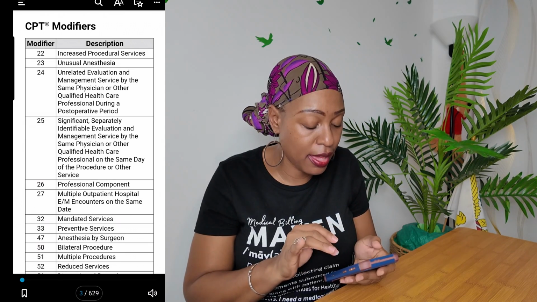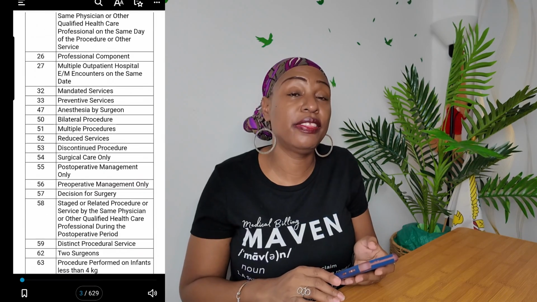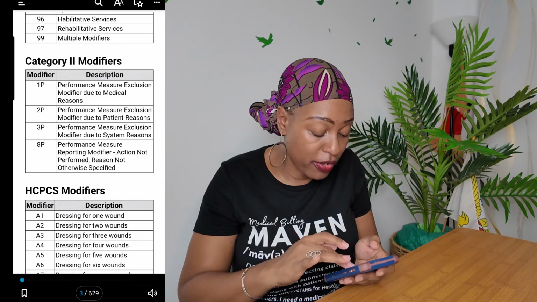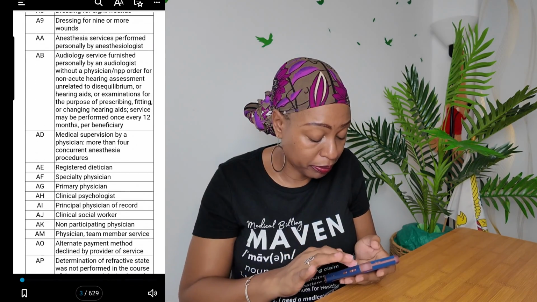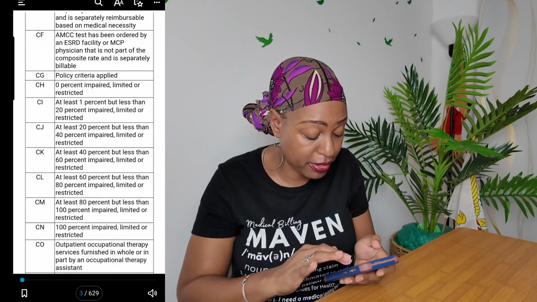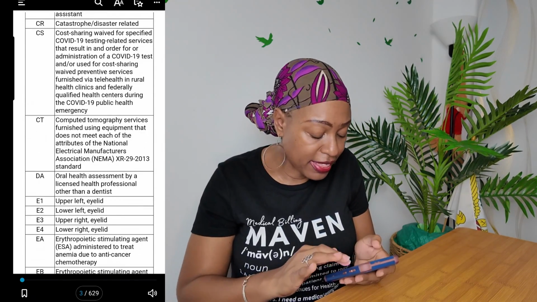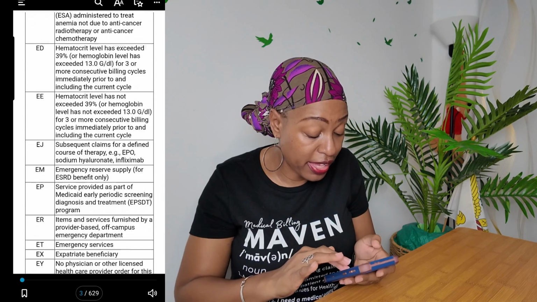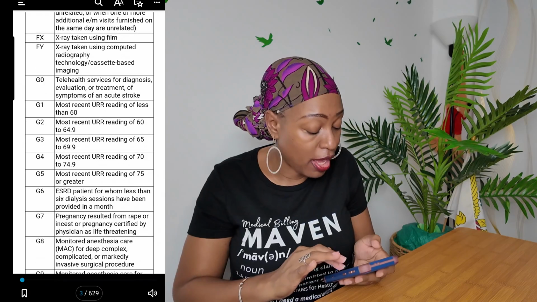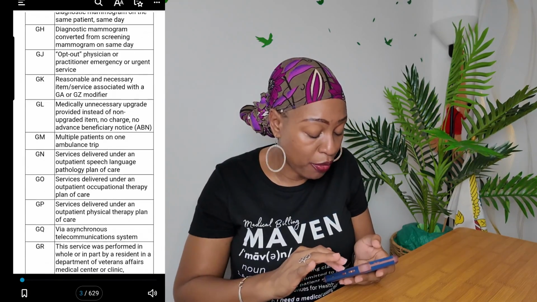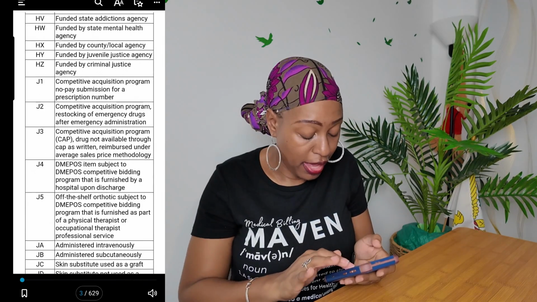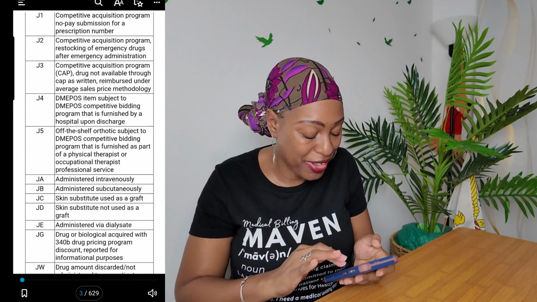And this is the modifiers in the HCPCS book. They are going over again what we already saw in the CPT book, pretty much the Category 2 modifiers, HCPCS modifiers. But I feel like they have a lot more when it comes to the HCPCS modifiers because, of course, we're in the HCPCS book. So you'll start to notice that there are a lot more HCPCS modifiers in the HCPCS book. As you can see, we just keep going and going and going.